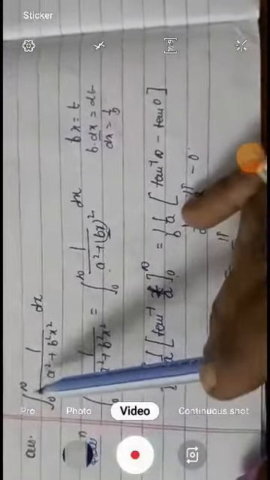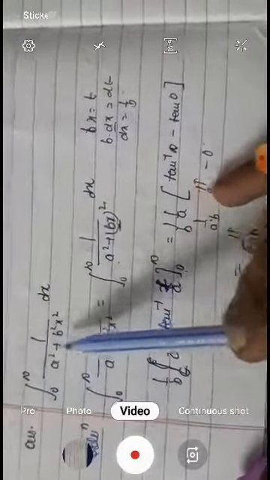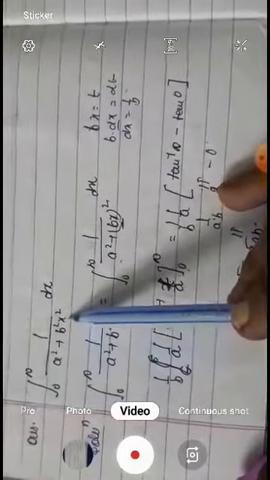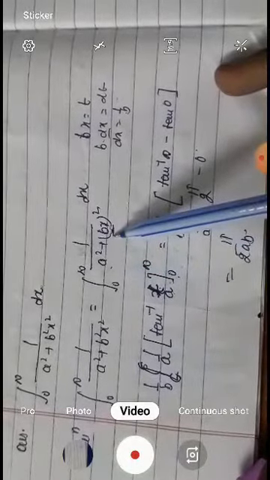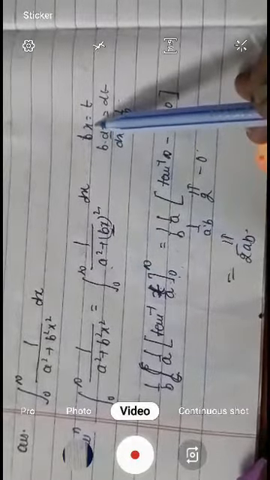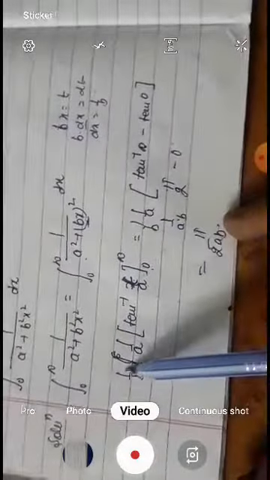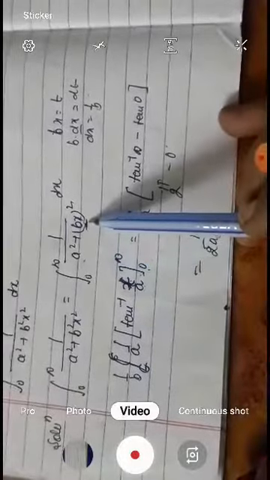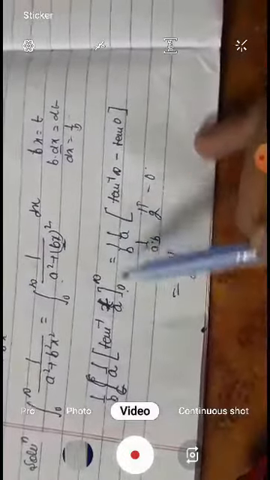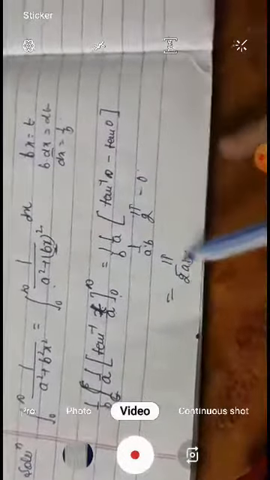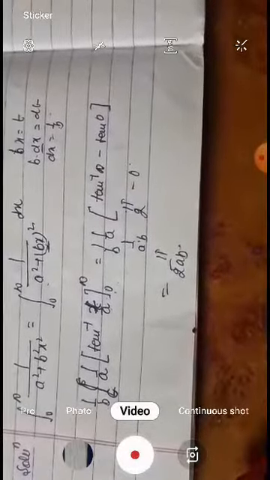Now the next question is integration from 0 to infinity of 1 upon a square plus b square x square. Firstly, we have to change it into the form of the formula. Put bx as t, and the value of dx is 1 upon b dt. The value of bx is tan t upon a. Then putting the limits 0 to infinity, we get the value pi upon 2ab. Okay, this is the full form of the equation.